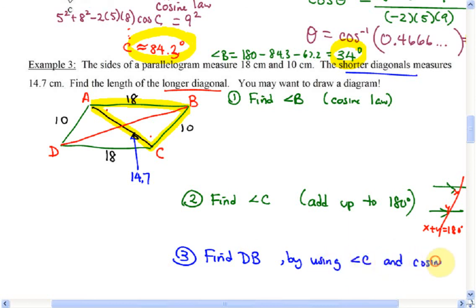Okay? So dear friends, this is the setup that I'd like you to try to do. Let's see if you can try this on your own now. Go ahead and find angle B first, then find angle C, then find dB. On your own.